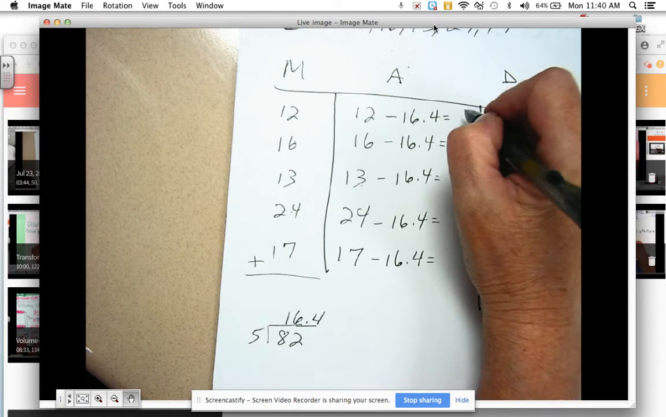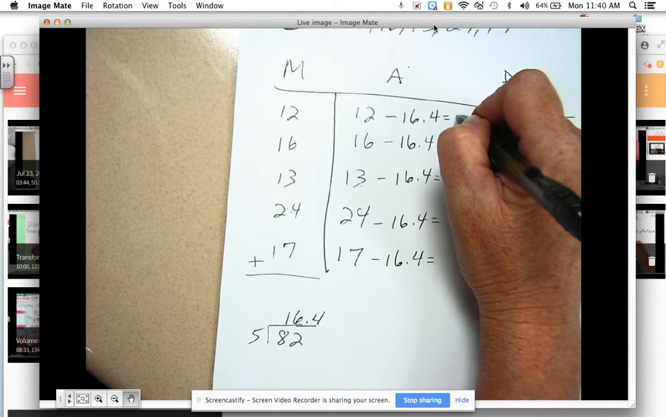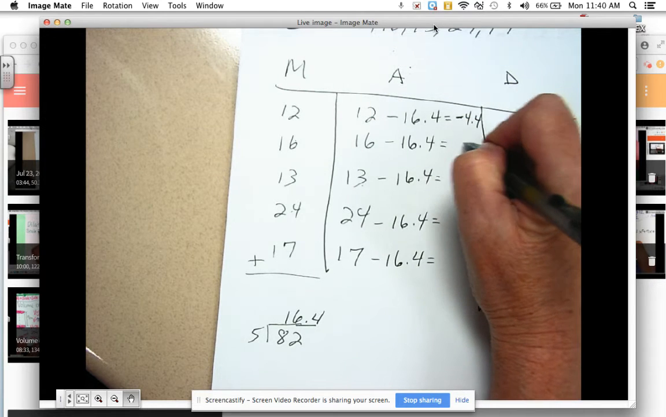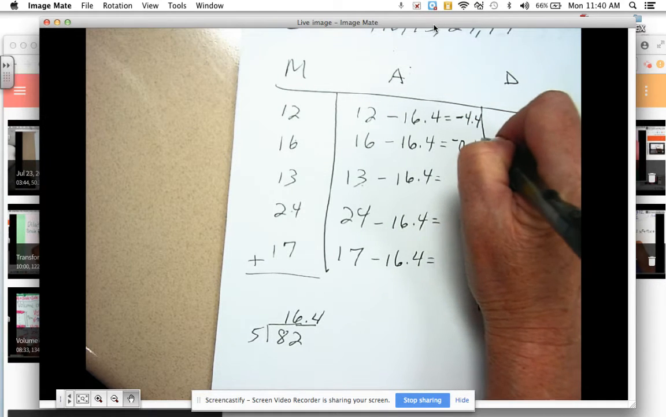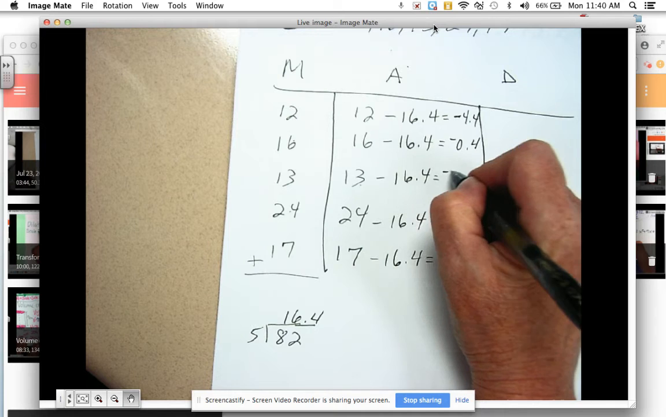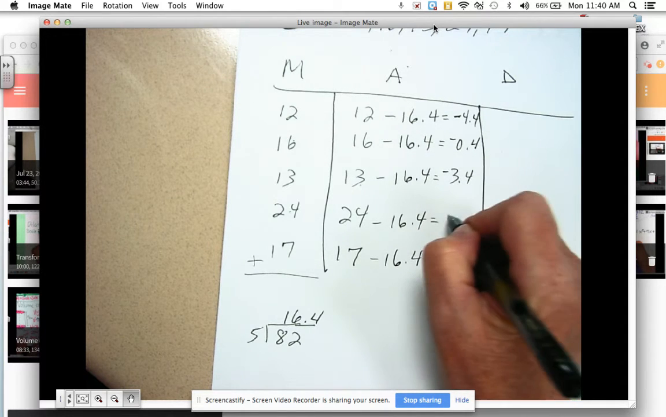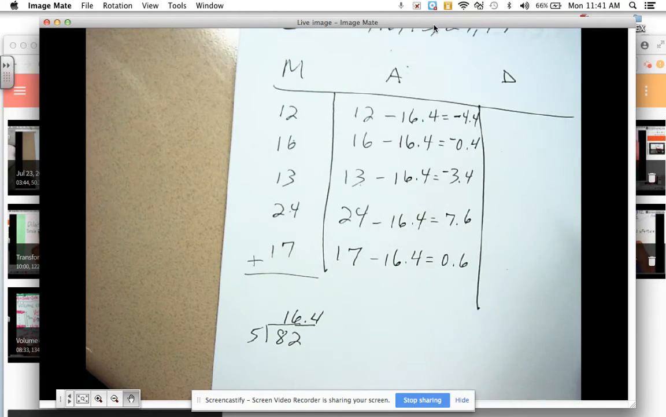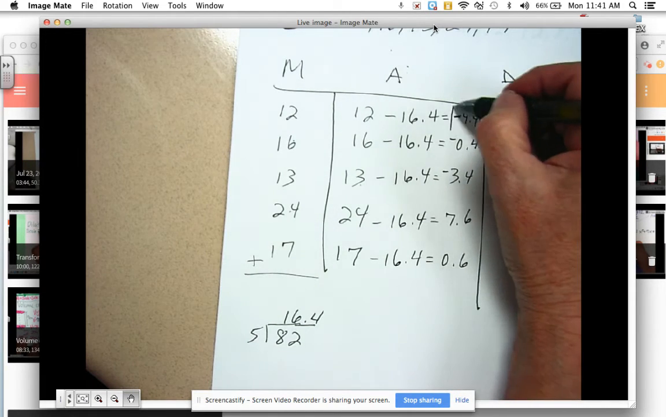Okay, let's go ahead and check our work. I got negative 4.4, negative 0.4, negative 3.4, 7.6, 0.6. And now remember, the A stands for the absolute value.